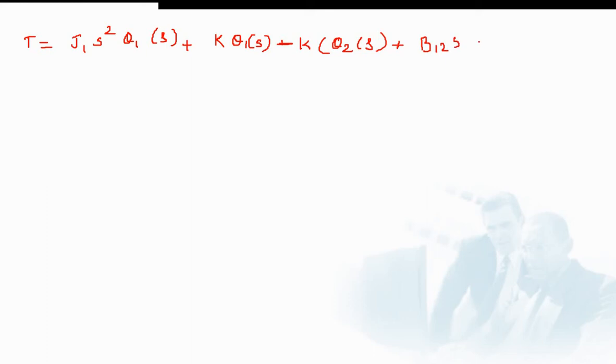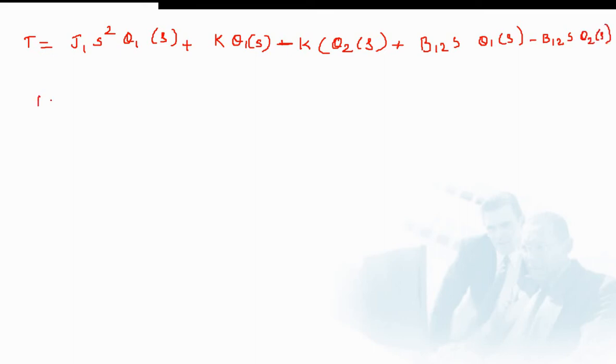Now if we take the Laplace transform, we can write the equation as T is equal to J1 S square theta 1 of S plus K into theta 1 of S minus K into theta 2 of S plus B12 S into theta 1 of S minus B12 S into theta 2 of S.